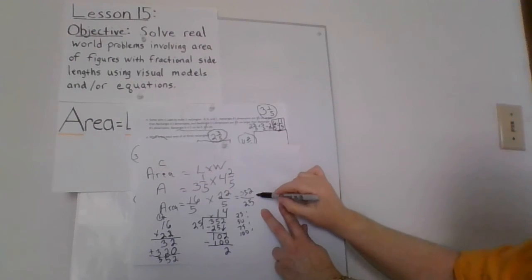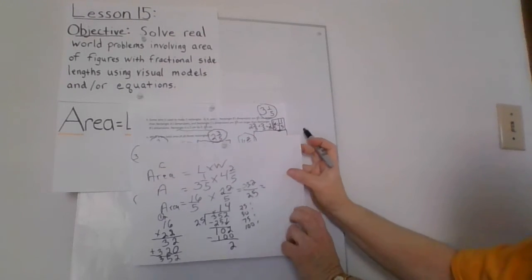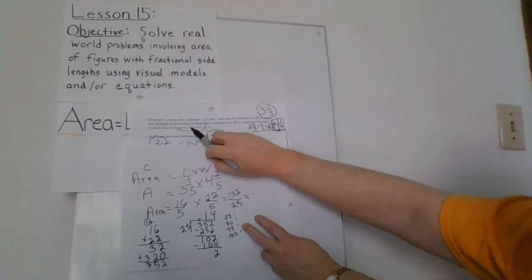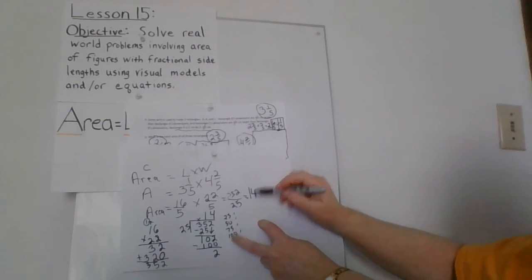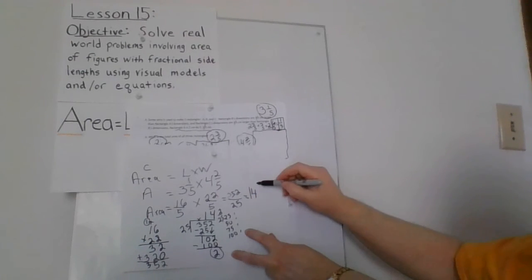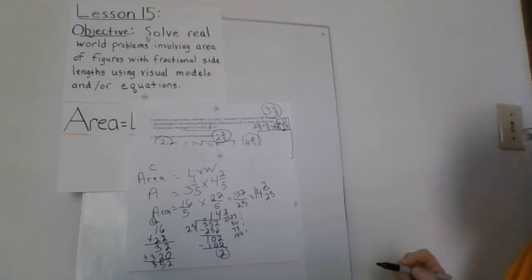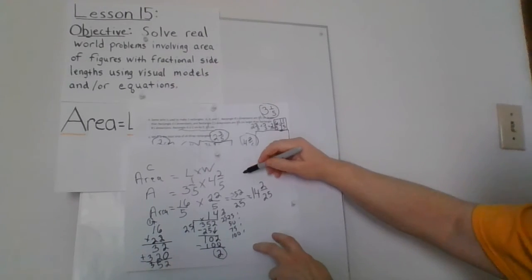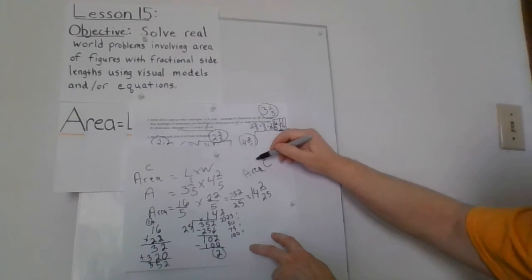So 25 can fit into 352 14 times, and 2 over 25. So that is my area for letter C.